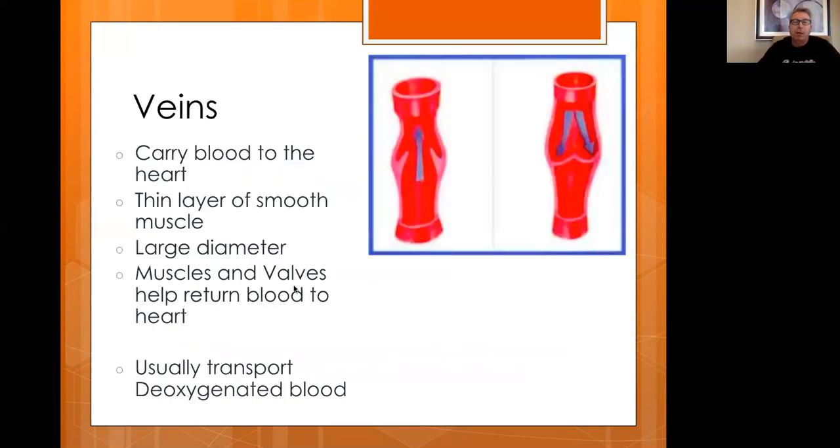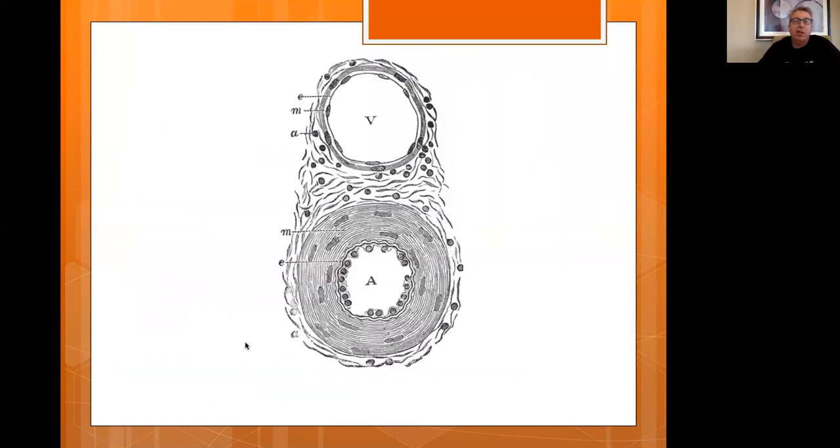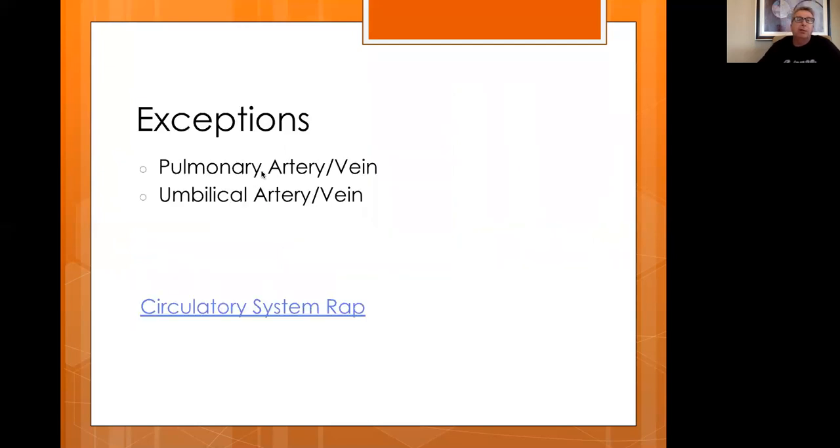All right. So veins carry blood to the heart, with a thin layer of smooth muscle and a large diameter. Muscles around veins help return blood to the heart. They do have valves in them. If you ever see varicose veins, the valves are breaking down and blood pools, right? And veins usually transport deoxygenated blood. So here's the difference between a vein and an artery. You can see that the artery has a bit more muscle in it than the vein.